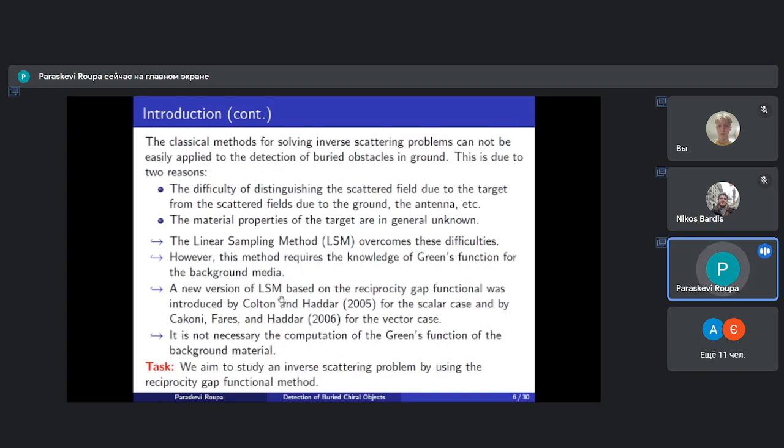A new version of the linear sampling method based on the reciprocity gap functional was introduced by Colton and Haddar in 2005 for the scalar case and by Cakoni, Fares, and Haddar in 2006 for the vector case. This method, which is based on the reciprocity gap functional, does not have to compute the Green's function of the background material, and this is a great advantage of this method. So, in the present work, we are going to describe this reciprocity gap functional method in order to solve an inverse scattering problem.